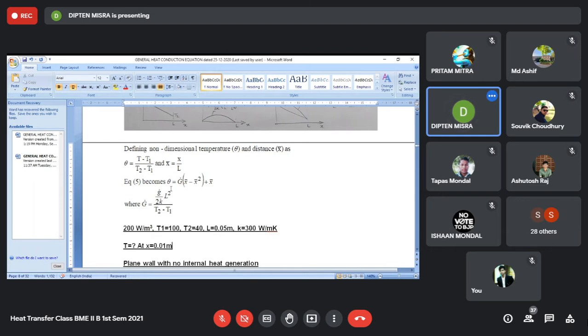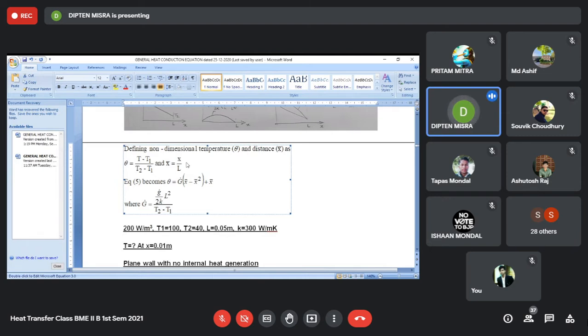Also, in that graph paper, I can move to X bar. What is the range of value of X bar? X bar will vary between 0 to 1, because on the left hand side, X bar equals 0 by L, that is 0. On the right hand side, X bar equals L by L, so it is 1. So X bar always varies between 0 to 1.